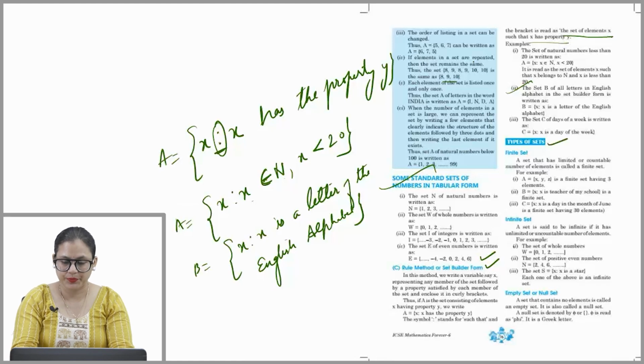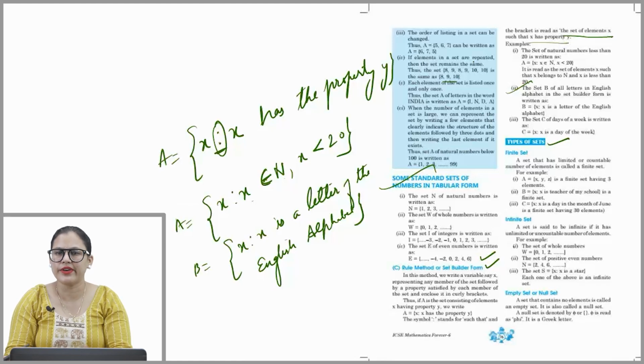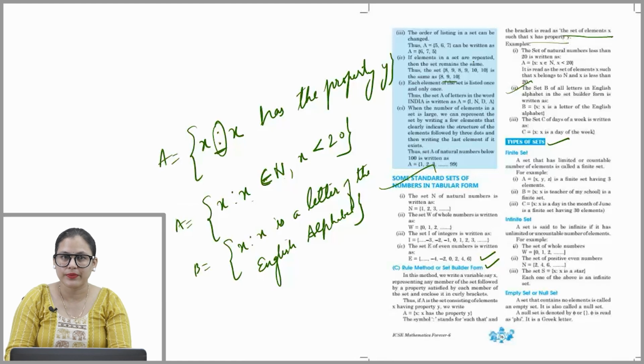Now, types of sets. Finite set. A set that has a limited or countable number of elements is called a finite set. For example, A equals x, y, z is a finite set having only 3 elements. Number 2, B equals x such that x is a teacher of my school is a finite set because there are a finite number of teachers in your school. And C equals x such that x is a day in the month of June is a finite set having 30 elements, right?